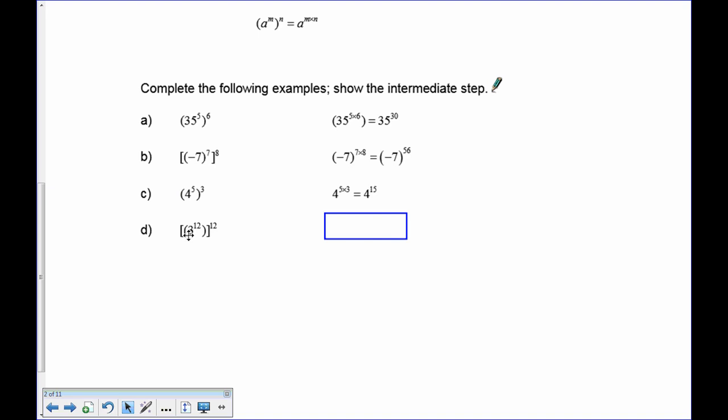And here, 3 to the 12 to the 12. Well, since 12 times 12 is 144, 3 to the 12 times 12 gives you 3 to the 144. Hopefully, you got them correct. All right, let's move on to our next one.